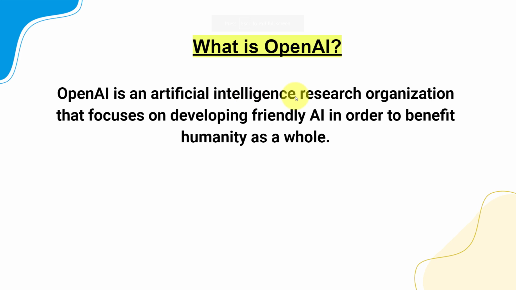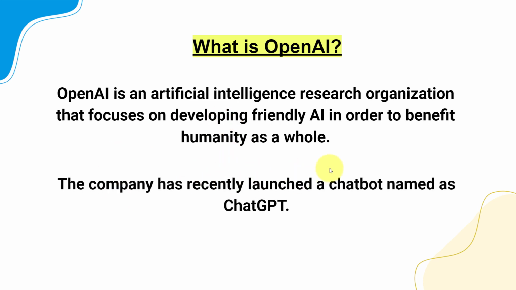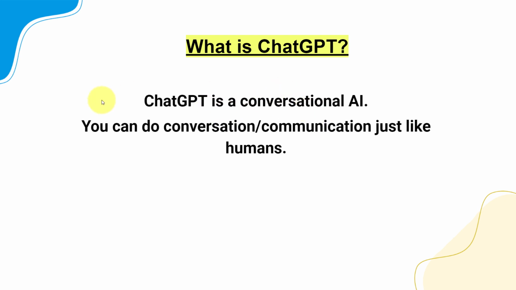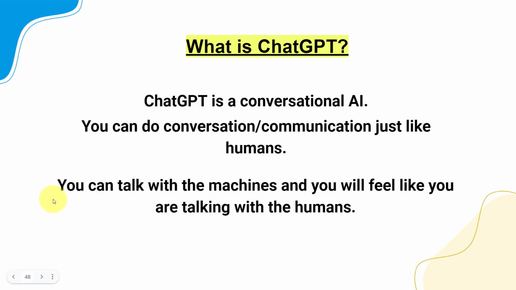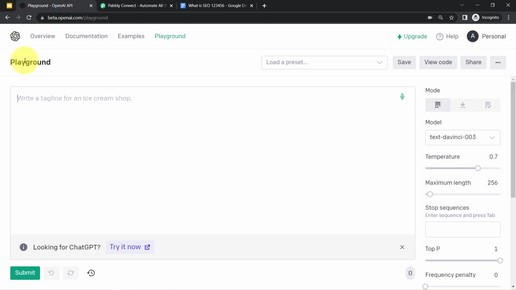OpenAI is an artificial intelligence research organization that focuses on developing friendly AI in order to benefit humanity as a whole. The company has recently launched a chatbot named ChatGPT, via which it has become very popular, very famous. It is a conversational AI, and you can have conversations and communications just like a human. You can actually talk with the machines, and you will feel like you are talking with humans. But in today's video, we will be focusing on OpenAI's playground section instead of ChatGPT.